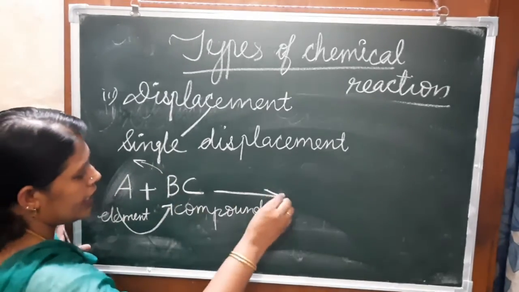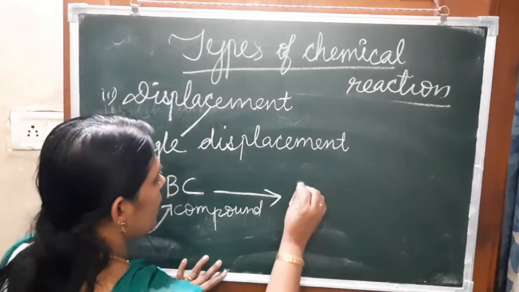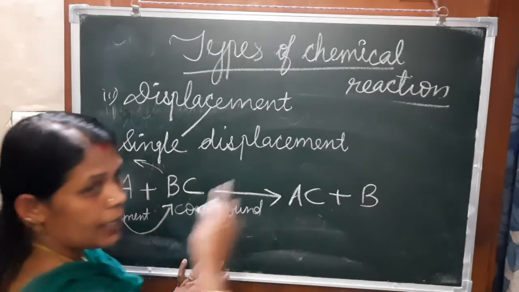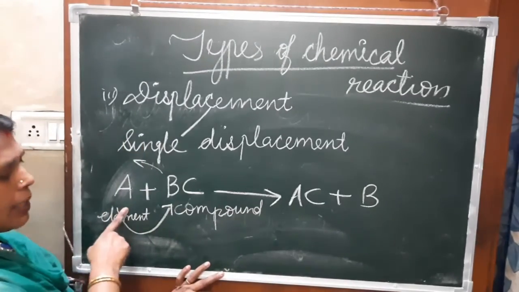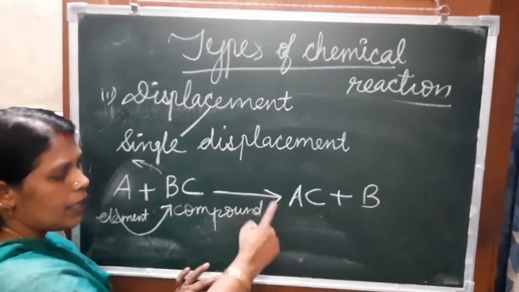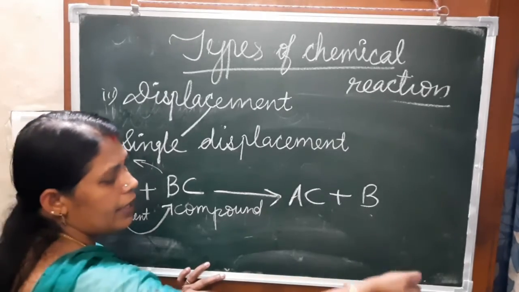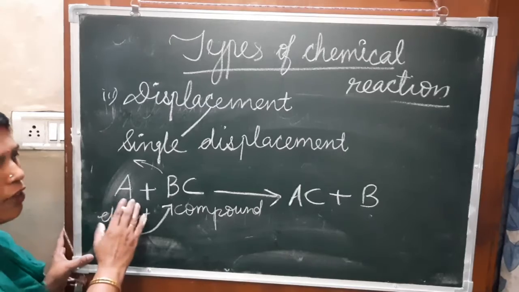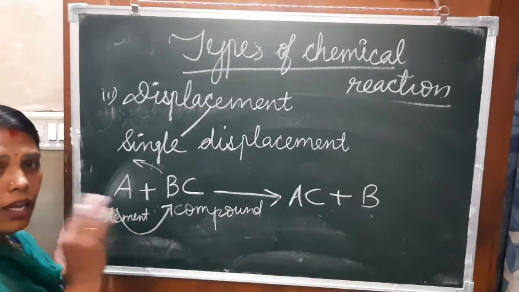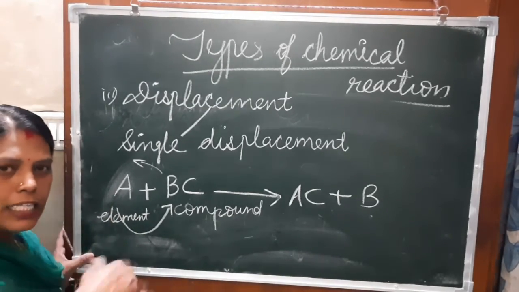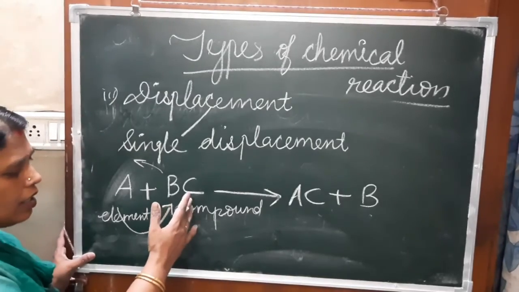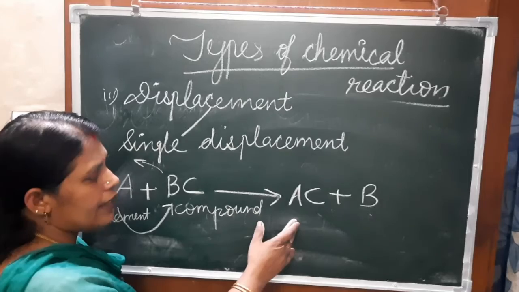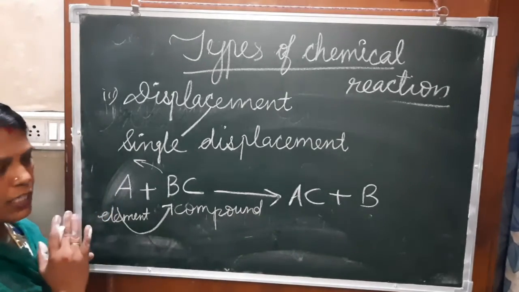Then it forms AC plus B. B is separated. The element goes in and becomes a compound, and B comes out. So that is single displacement, meaning only one element is displaced. A highly reactive element displaces the weaker element from the compound and takes its place. That is known as single displacement.